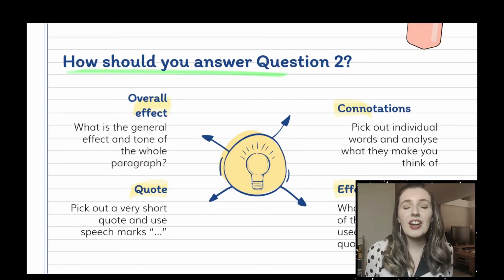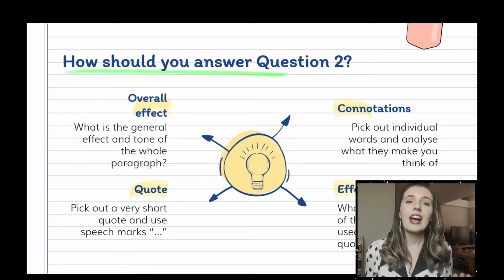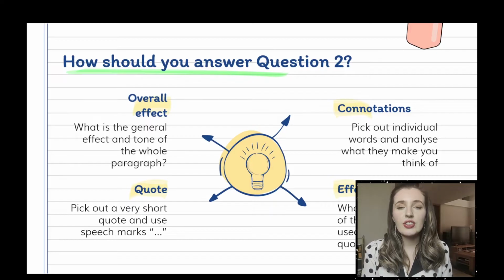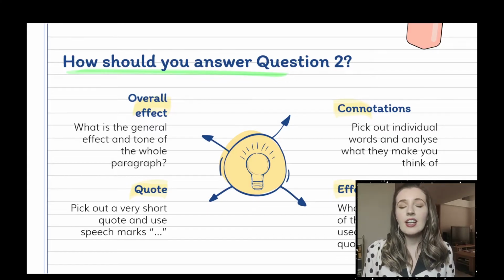But this is how I advise all of my students to answer question 2. Maybe you might have been taught to write a PEE paragraph or a PEEL paragraph or a what, how, why paragraph. Actually, on First Language English, for this question, you have not got the time to write a PEE paragraph. It's not the most efficient way to get high marks. I suggest that you use this structure instead.